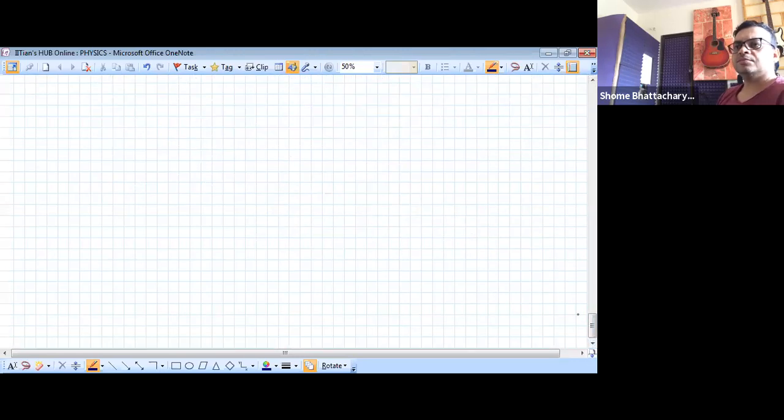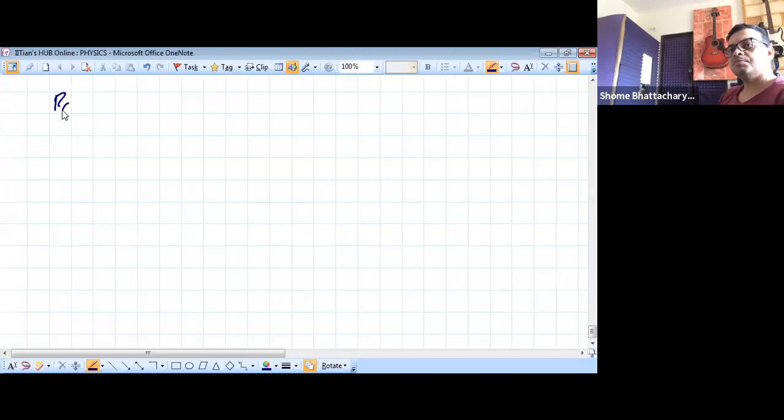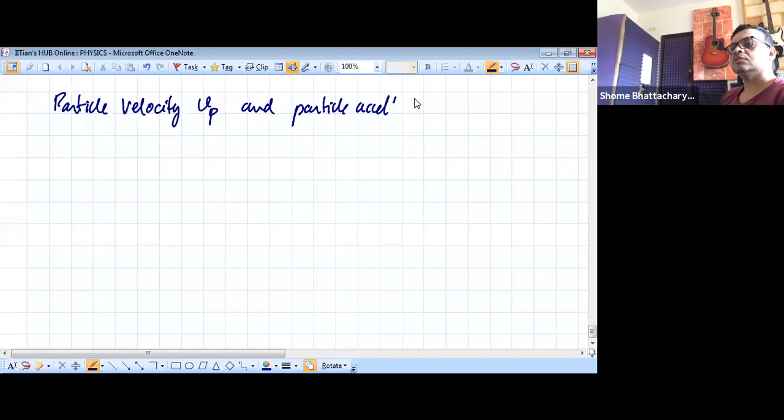Okay, next up, two more important properties from a given wave equation. You'll understand particle velocity, which we denote with a different symbol Vp, and particle acceleration, so that we don't confuse these with the wave velocity. And the wave is of course traveling at a constant velocity, so it does not have acceleration.